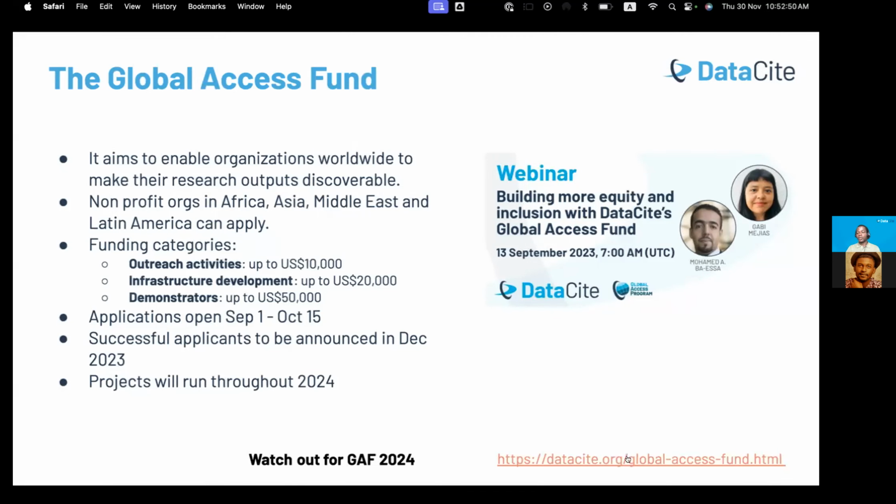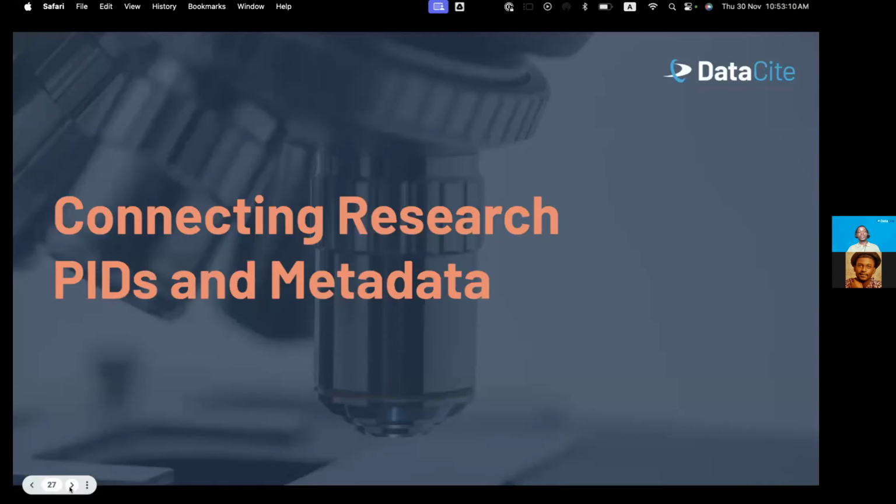Now, the project is not dying there. In 2024, we'll still be going out for another GAF. So watch out for GAF 2024, where you have the opportunity to get this free funding to support PIDs. The Global Access Program in this region is also conducting research with PIDs and metadata.